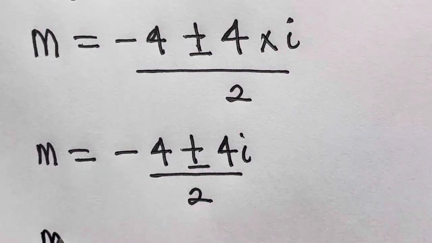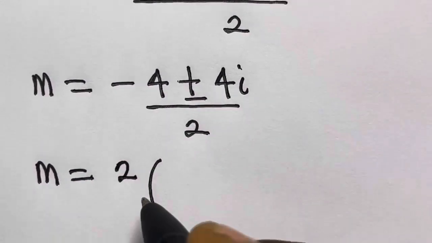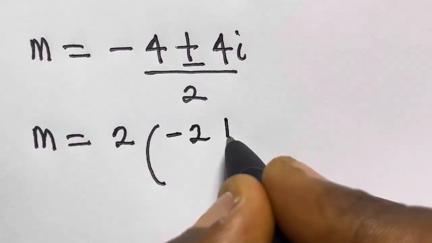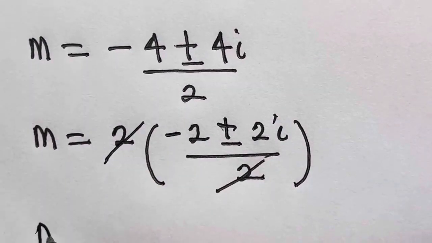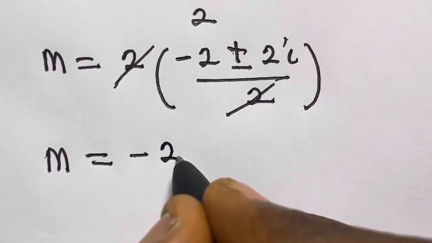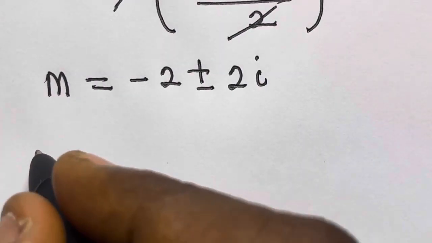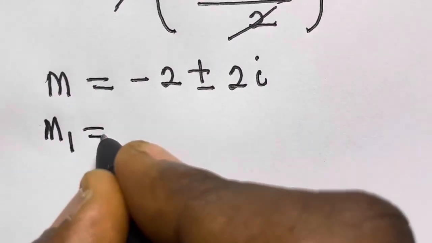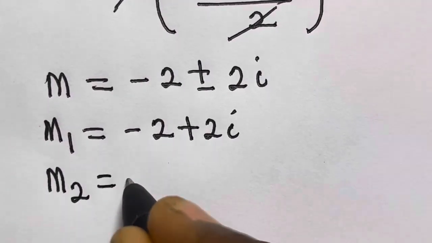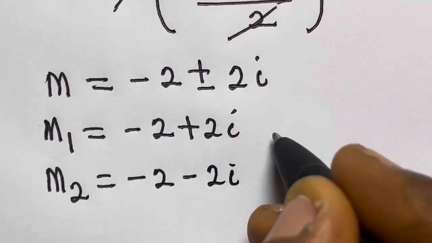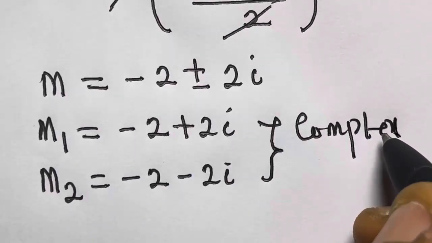We can factorize 2 out here, so we have 2, then what will be left here is minus 2 plus or minus 2i, divided by 2. We cancel these 2, and we have m equals minus 2 plus or minus 2i. And from this, you see that we have m1 equals minus 2 plus 2i, and m2 equals minus 2 minus 2i. So these two we can call complex solutions.